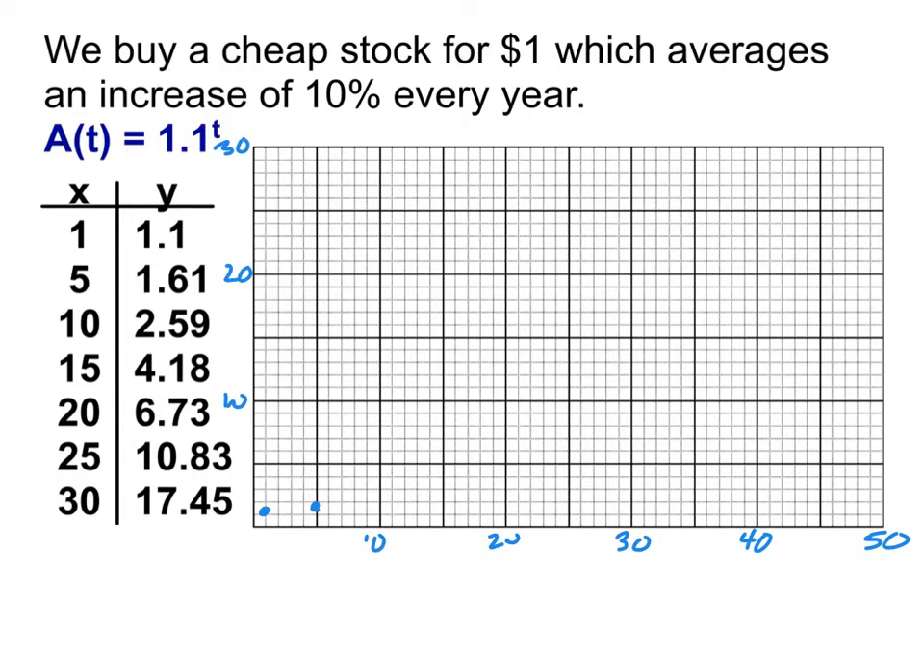All right, next up is 10. When next is 10, you can see we're at about 2.59. I'm going to think of that as like 2.6. It's just over 2.5. So I go over to the x value of 10, and I go up to about 2.5, maybe just above it. And then we go to 15, and so on.